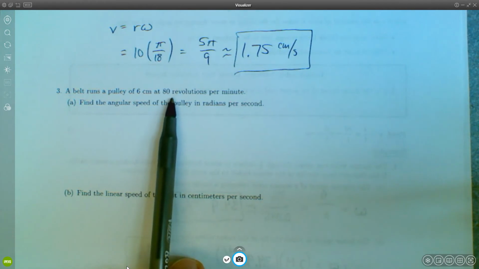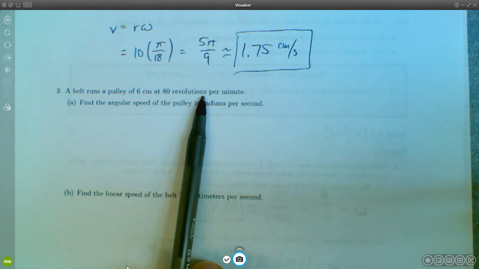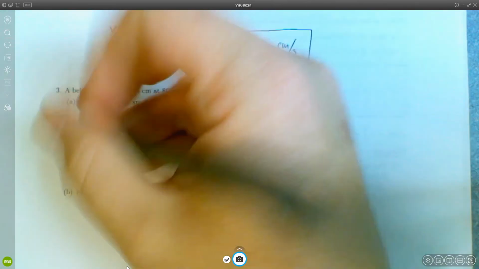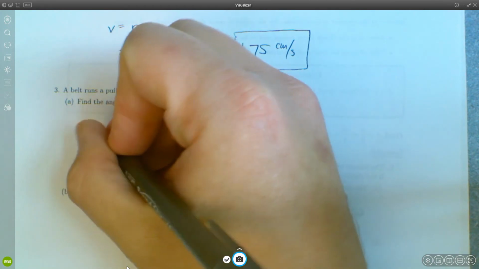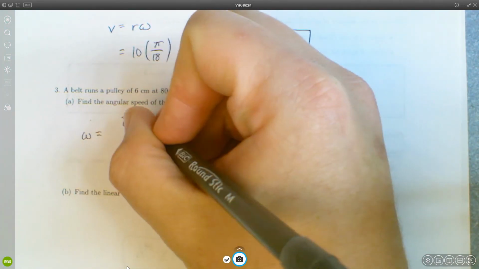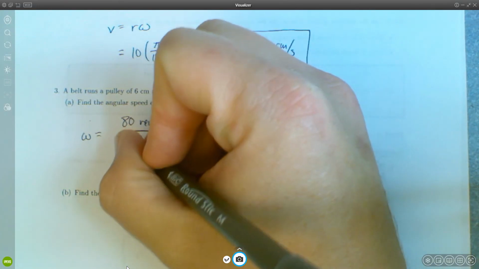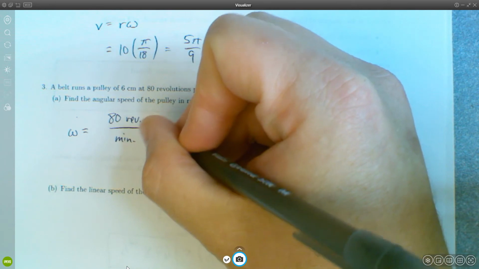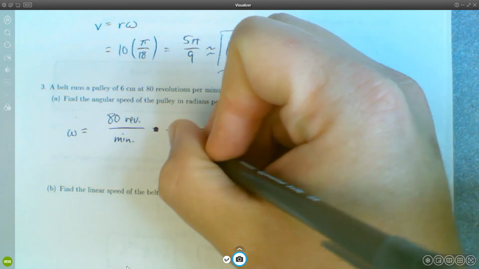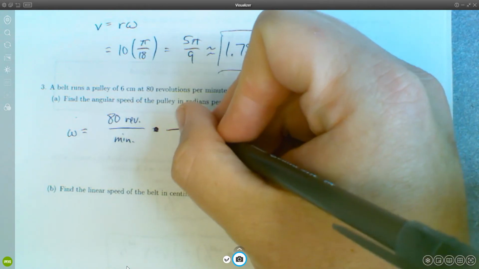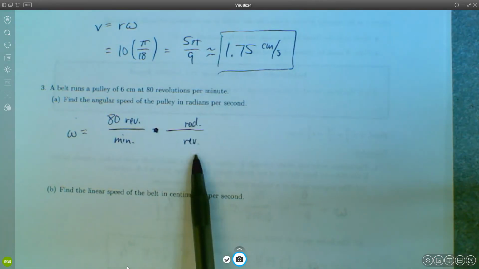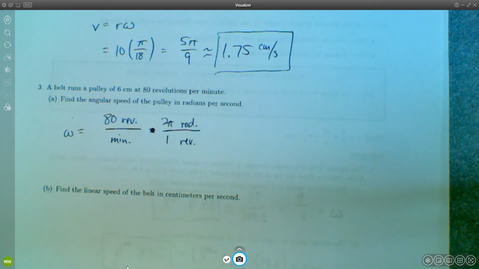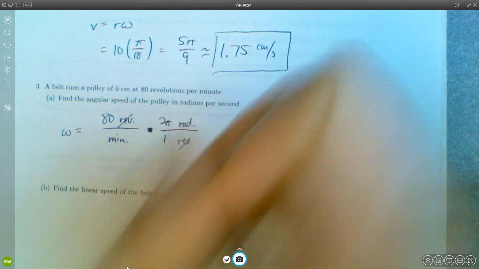Well, we know that it rotates at a rate of 80 revolutions per minute. We need to change revolutions per minute into radians per second. So the angular speed is 80 revolutions per minute. But we want to get rid of revolutions and keep radians. So the question is, how many radians are in one revolution? Well, there are 2 pi radians in one revolution. Okay, so that'll get rid of the revolutions.